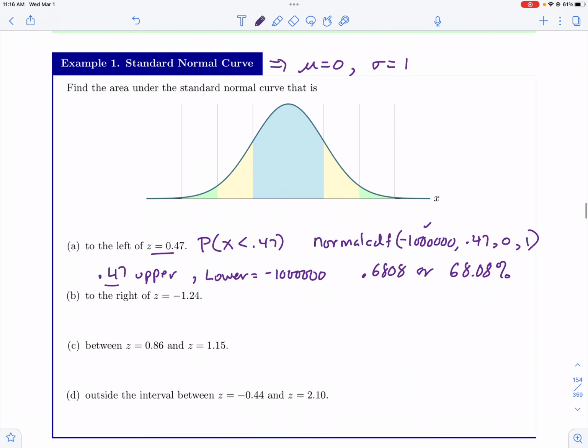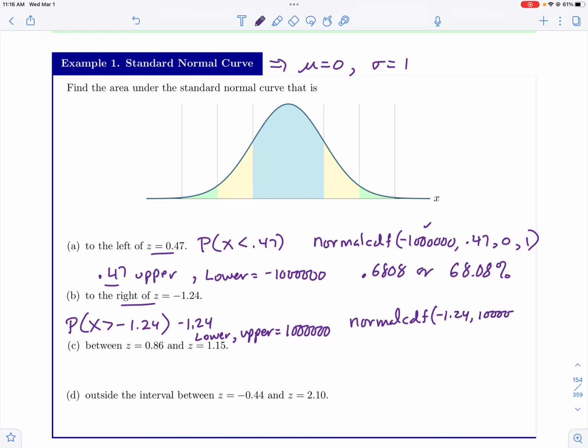All right, so for B, we've got the probability to the right of negative 1.24. So we're looking for an x greater than negative 1.24. So with this one, that means that negative 1.24 is actually going to be our lower bound, which means we're going to have to make our upper bound something ridiculously big, so like 1,000,000 or 100,000, whatever you want to pick. And so again, when we put this in formula form, it's going to look like normal CDF, our lower bound, comma, our ridiculously big number, and then 0, 1.